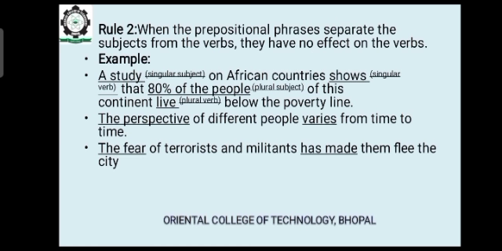Rule number 2. When the prepositional phrases separate the subjects from the verbs, they have no effect on the verbs. Example, a study, singular subject, on African countries shows, singular verb, that 80% of the people, plural subject, of this continent live, plural verb, below the poverty line. The perspective of different people varies from time to time. The fear of terrorists and militants has made them flee the city.